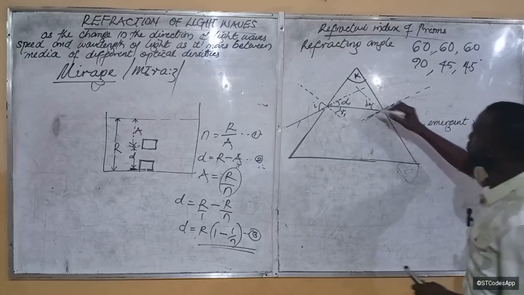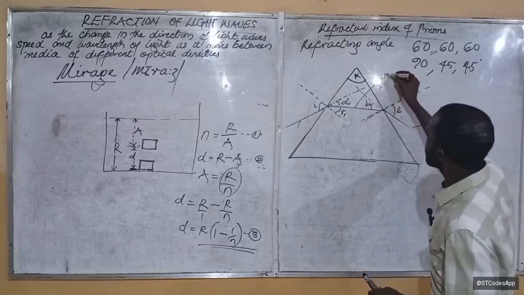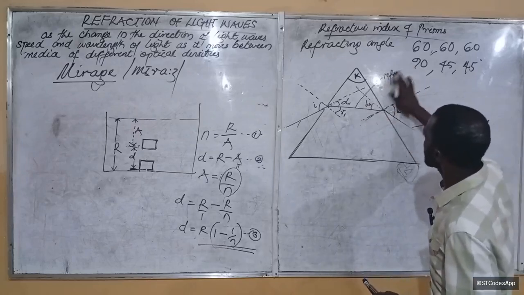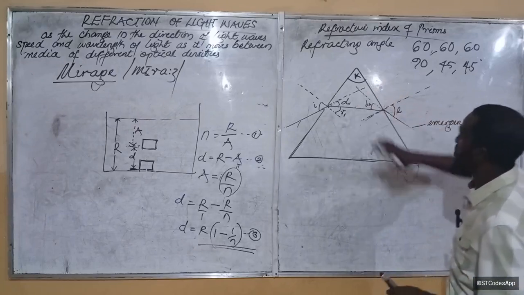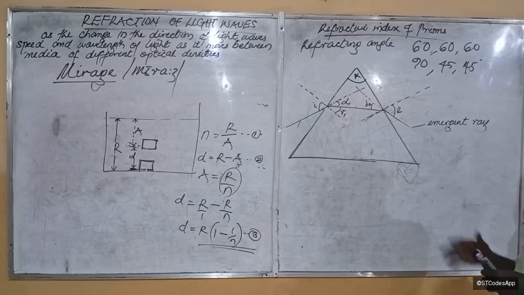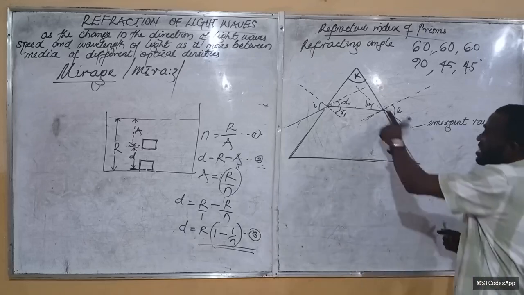Is that clear? Then this one is your what? Your refracted ray. Please don't forget, refracted ray. Let me not write it. You just label it in the way you understand. I don't want it to scatter what I'm doing here. So this one is the deviation 2.